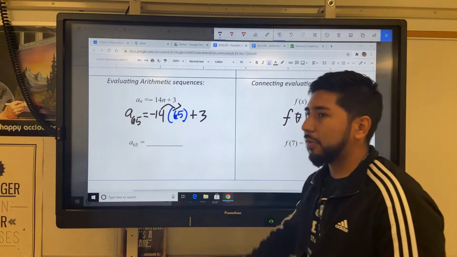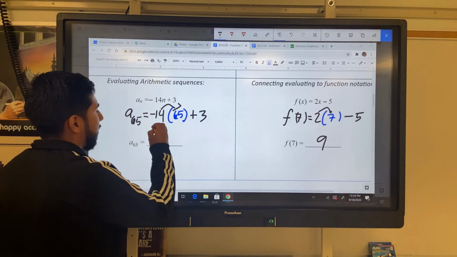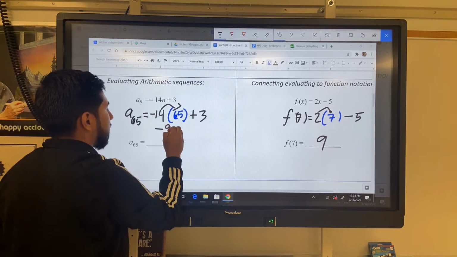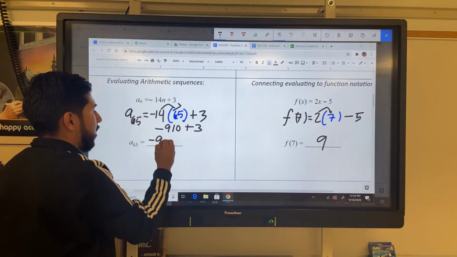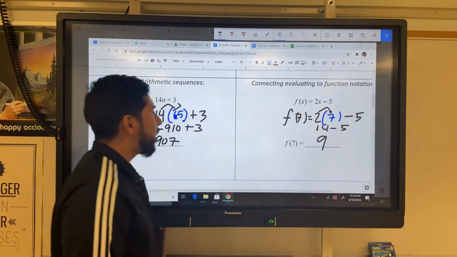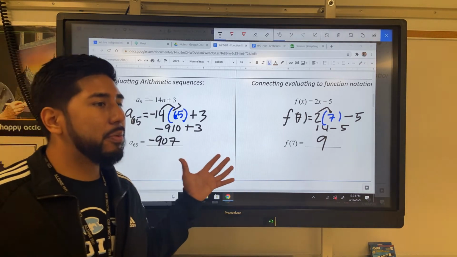Okay, let's do this one because I feel bad that we didn't do it. So we got negative 14 times 65. I didn't want to do that in my head. Negative 910 plus 3 gives me negative 907. You write this one too, 14 minus 5. So we could see that it's the exact same thing, we're just using different ways of showing it.